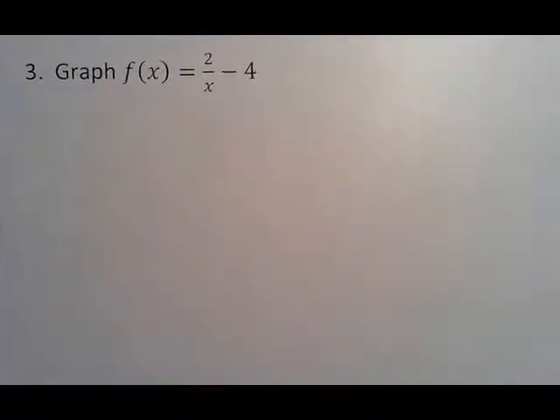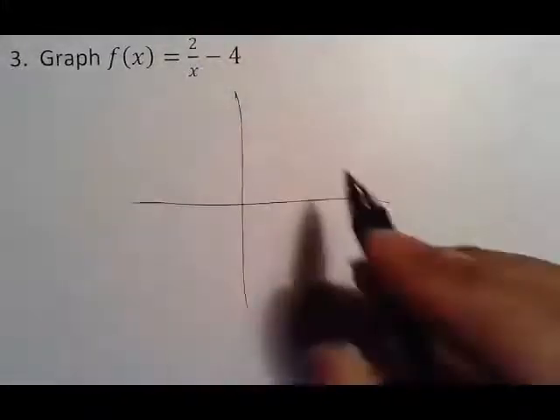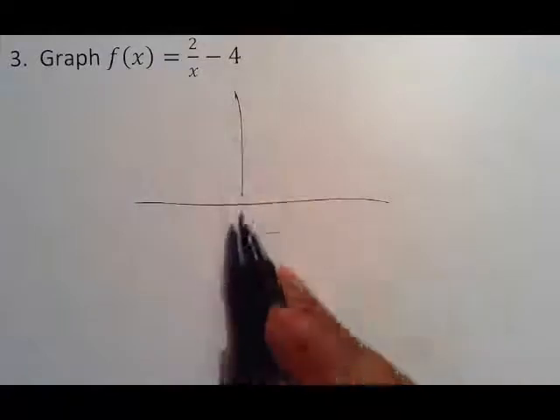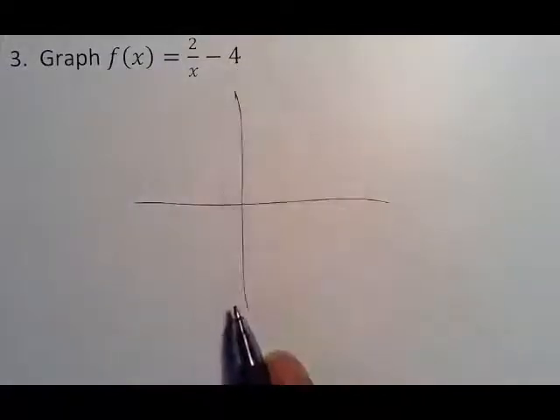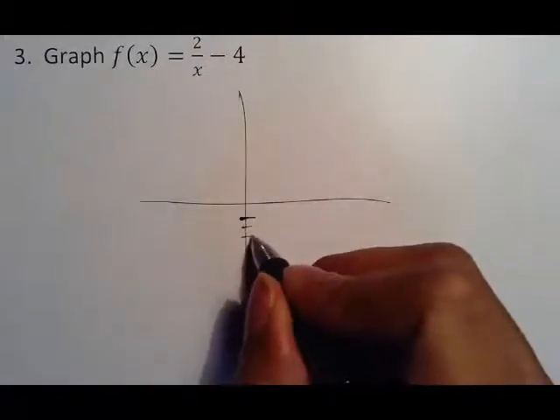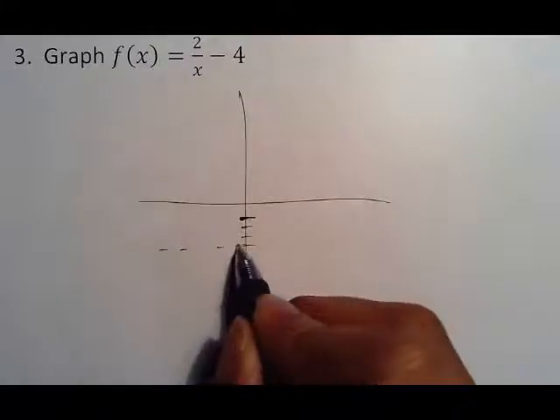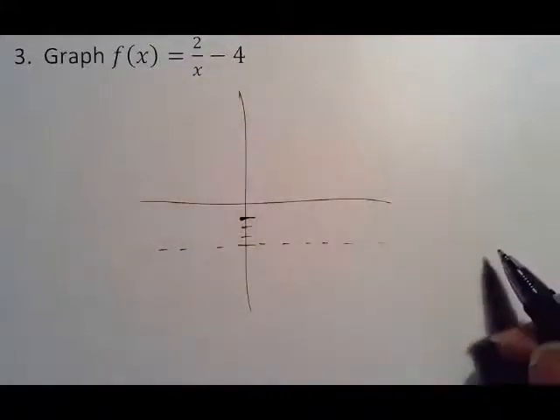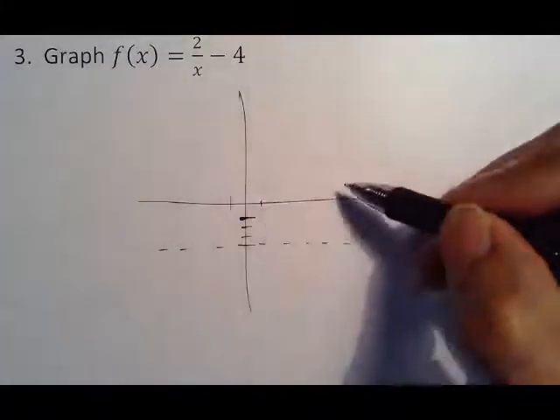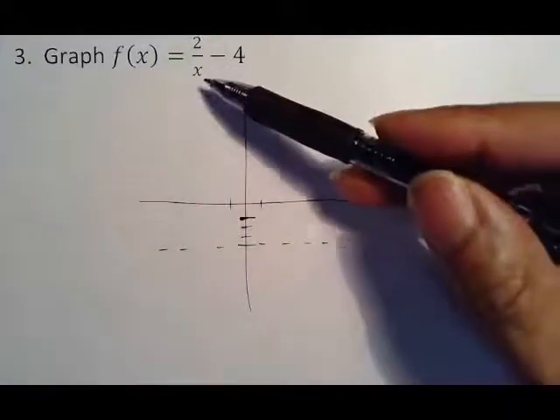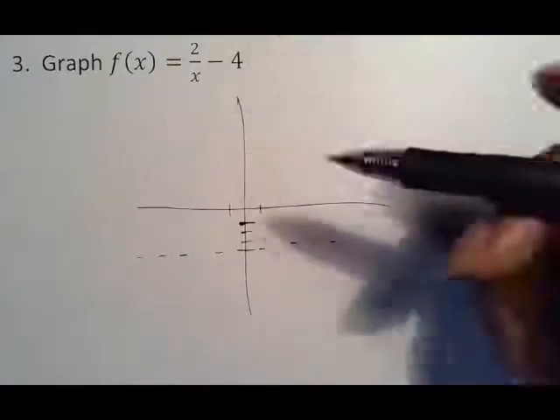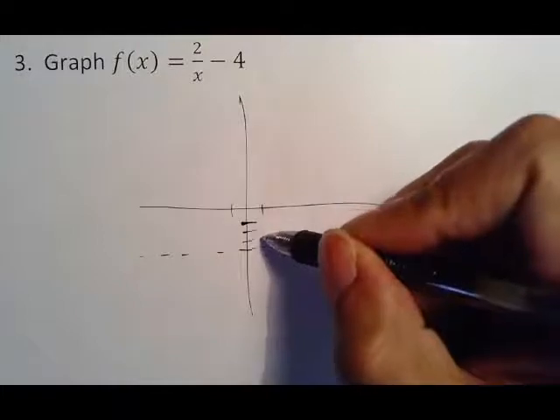Graph number 3. Hopefully you recognize that it does not shift left or right, which means that is my wall. The floor does move down 4. The points I'm going to choose are 1 and -1. Again, easy enough. 2 divided by 1 is 2. 2 minus 4 is -2, which puts me here.